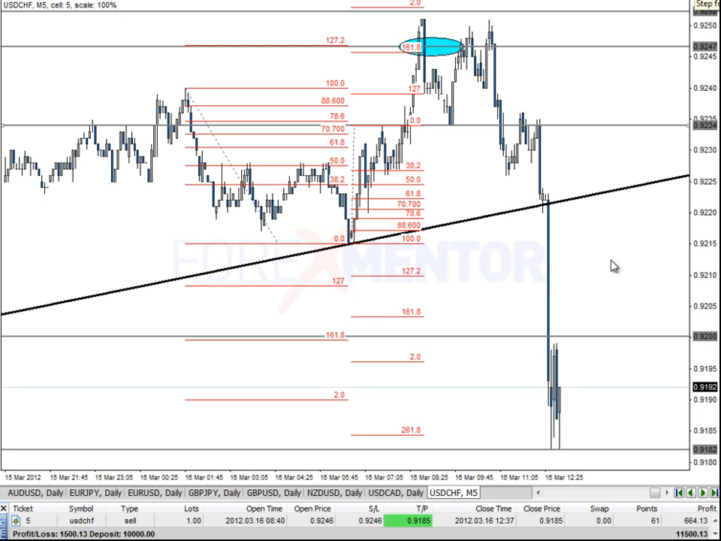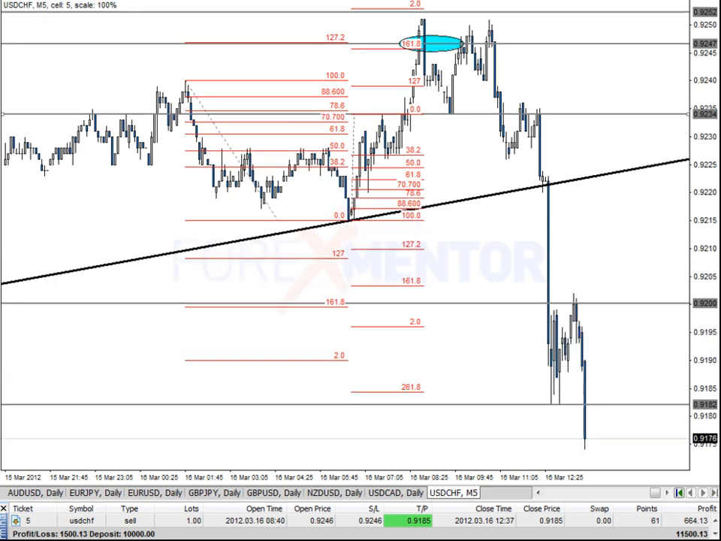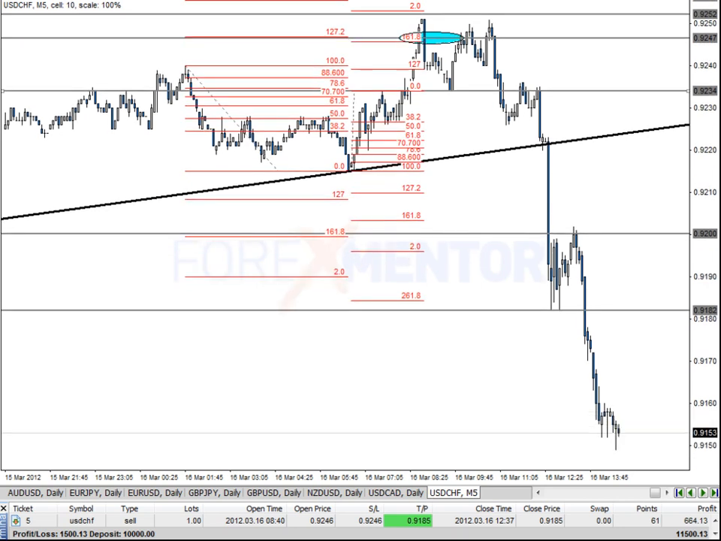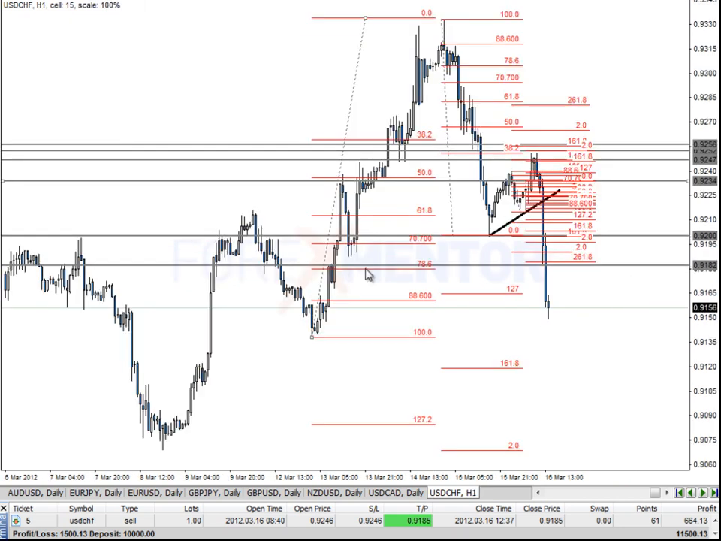Look at the reaction. See that little bounce off that area? Okay, let's step this forward. Okay, it does move low eventually, but just have a look at that hourly chart. Okay, made a little bounce, came right back up, tested that area of resistance, and then took another leg down.